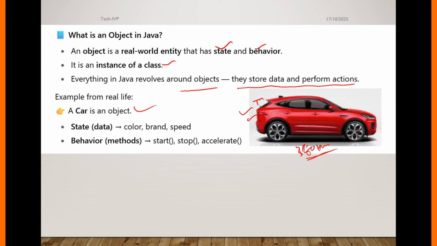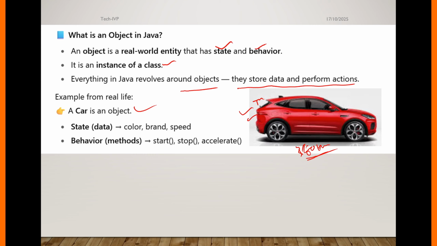An object is a real-time entity. It is an instance of a class, and an object has behavior and state. Behavior means what type of action we can perform through this object. And state refers to your color, brand, speed. This is called state. I hope you understand the object.